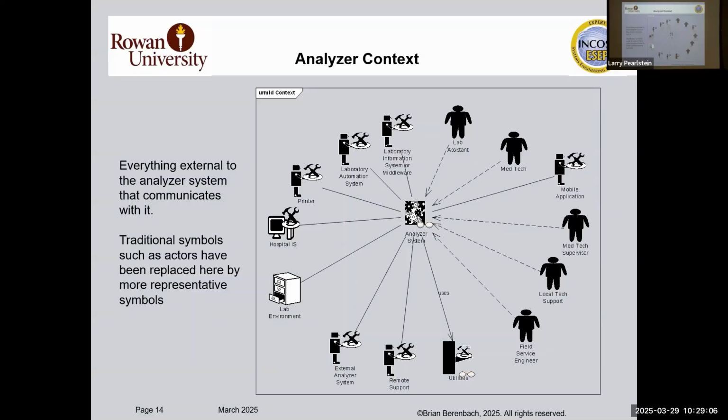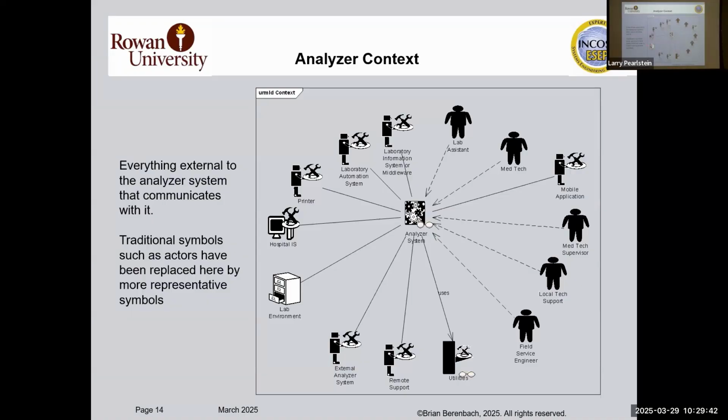Now here's what's called the context diagram. This is the same in both UML and SysML. The context diagram is everything outside your system that has to connect with the system. And if you leave one of these out, as you do the engineering and drop down to lower levels, if you lose sight of it, someone's going to say, oh, what happened to the connection for the lab system? What happened to the connection for the local tech support? How does local tech support get into this thing?